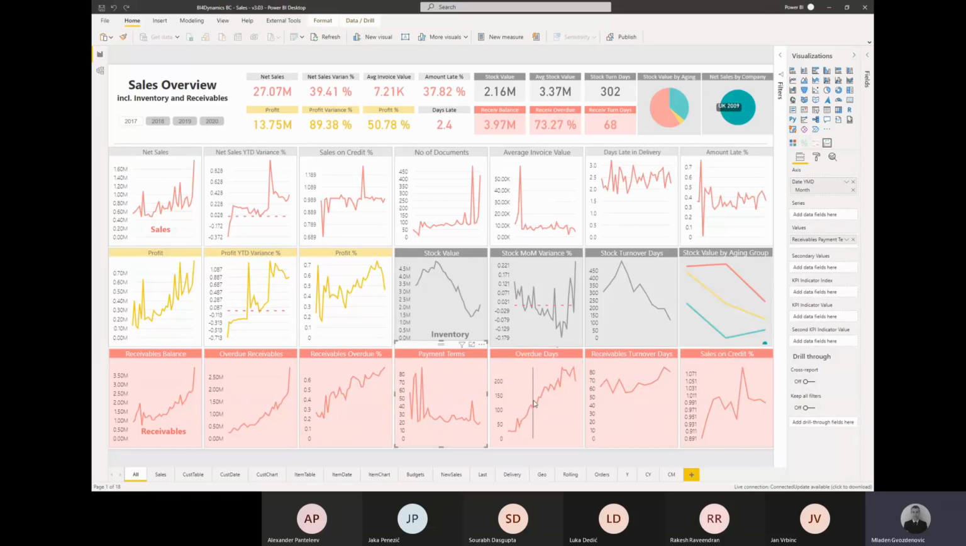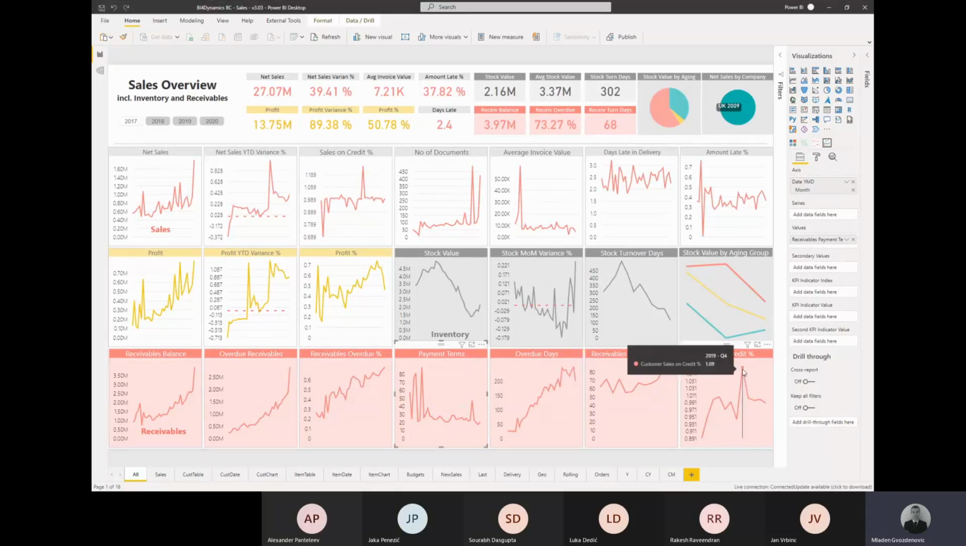Overdue days, so for how many days they are already late in payment, and turnover in days: how many days it takes to clear my receivables if customers continue paying me as they do. Again, the lower the value, the better. And sales on credit. Actually, we have seen this sales on credit already here.